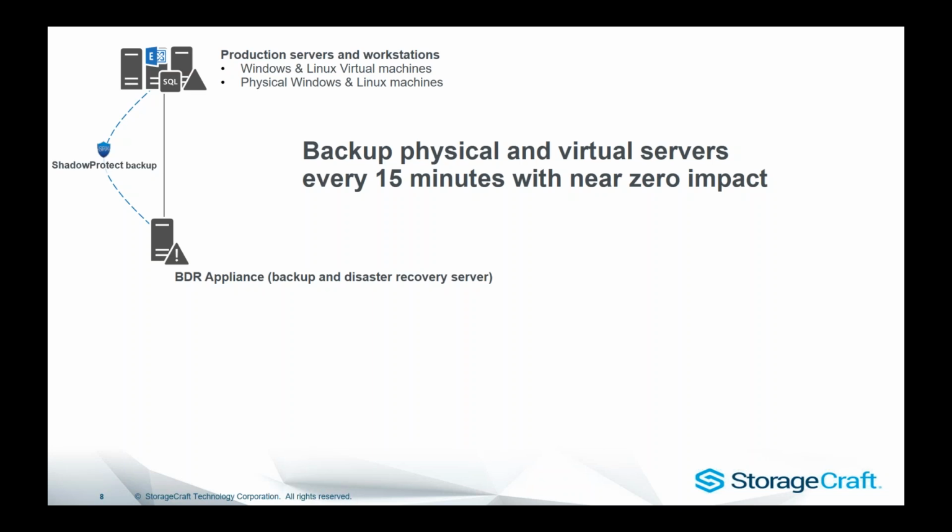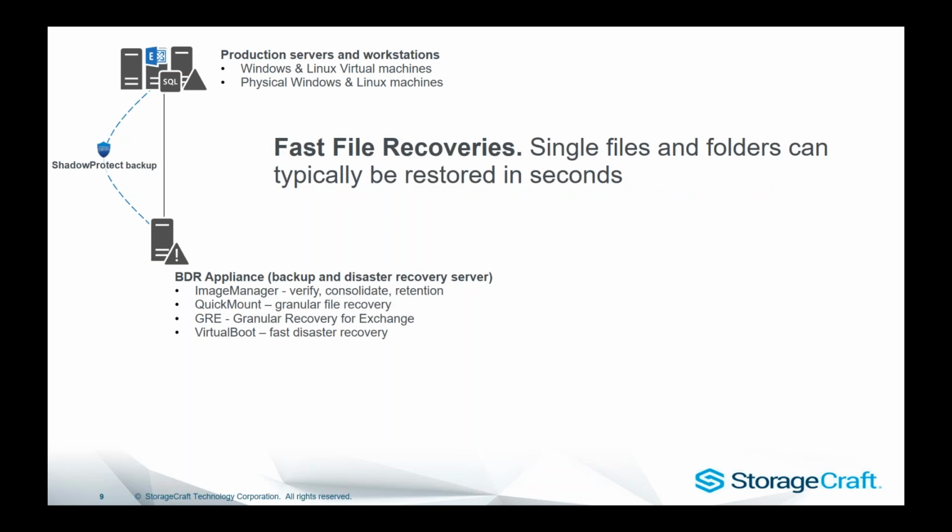Ideally, having a physical server as your backup and disaster recovery server offers a lot of advantages. This might have direct attached storage. One of the things is that this is going to run our included ImageManager software. So ImageManager effectively allows ShadowProtect to do what's called continuous incremental backups. Every 15 minutes, 24/7, that's 96 backups a day.